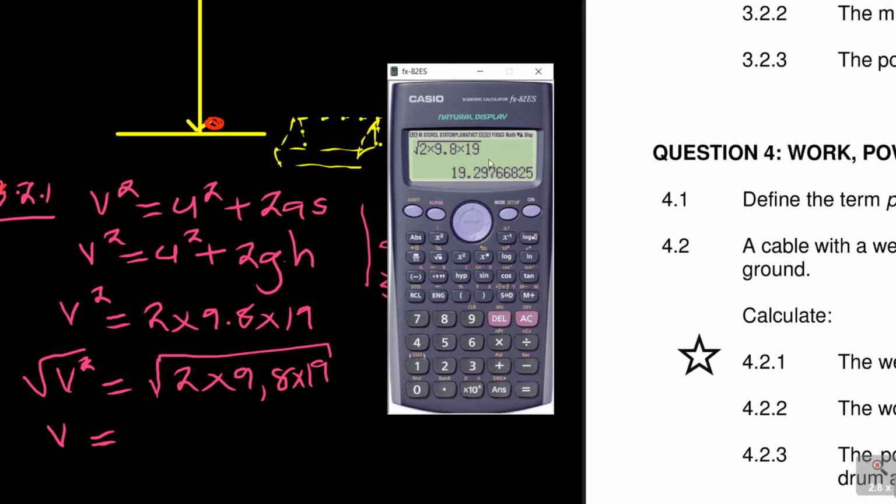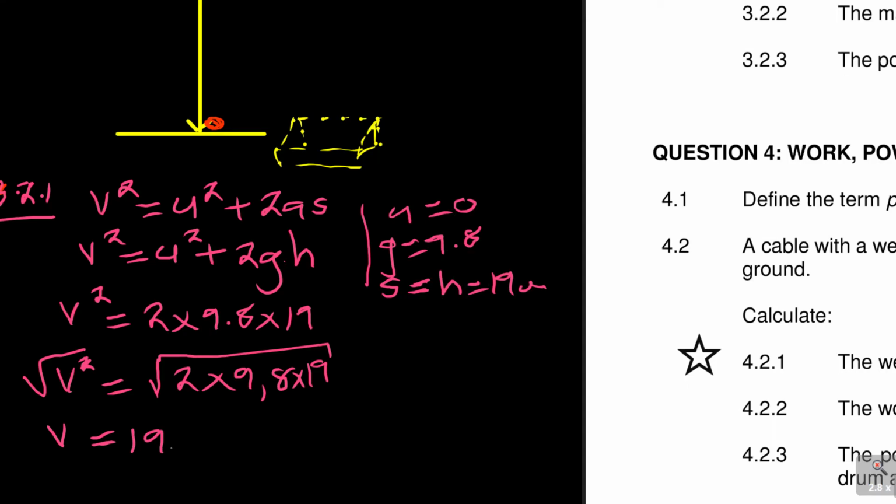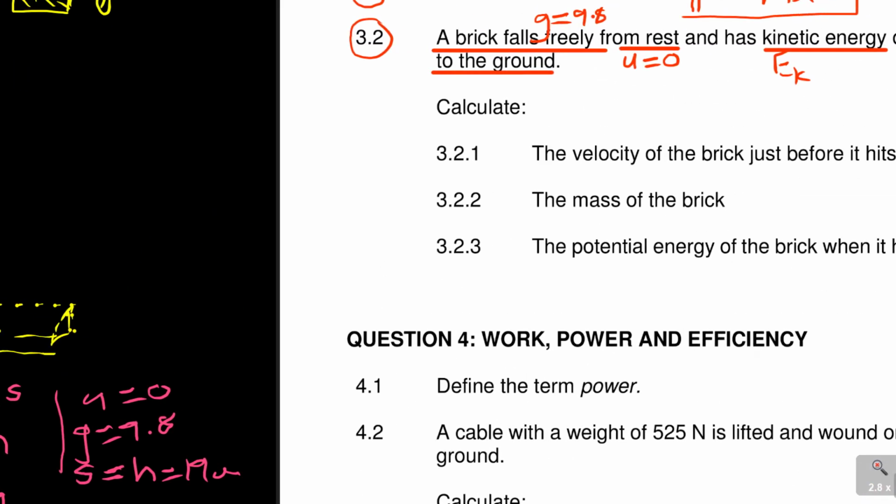That's equal to 19.297, to 3 decimal places, 19.298. 19.298 what? Meters per second. So that's the velocity. That's the first question. Now we move on to 3.2.2.